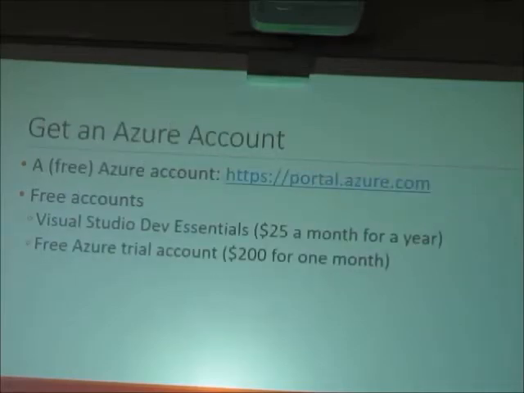The first thing you need to develop in Azure is an Azure account. Either you have an account through your company or you're looking to get some free Azure credits, and there are two good ways to get them. The one I prefer is the Visual Studio Dev Essentials program, which gives you $25 a month for a year, which you can play around with nicely. Another way is a free Azure trial account that gives you $200 for 1 month, but after that month you still need to find a different way to get some free money.